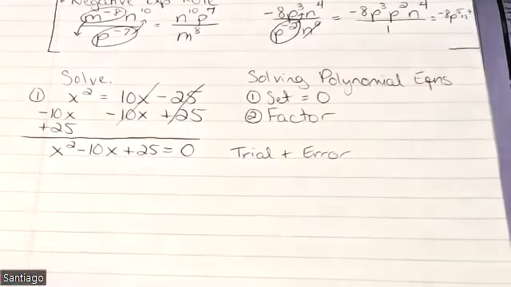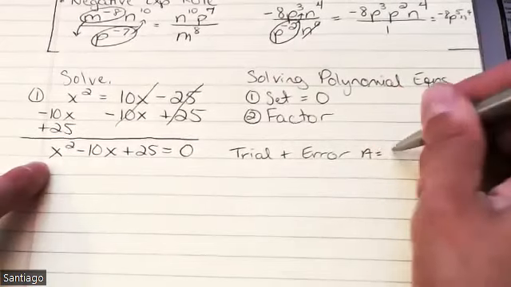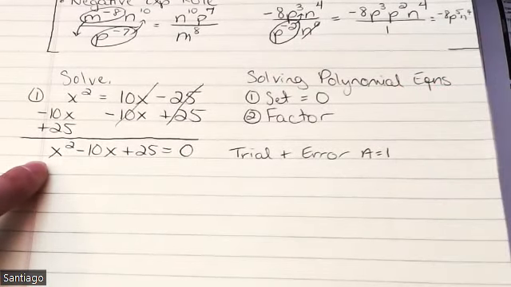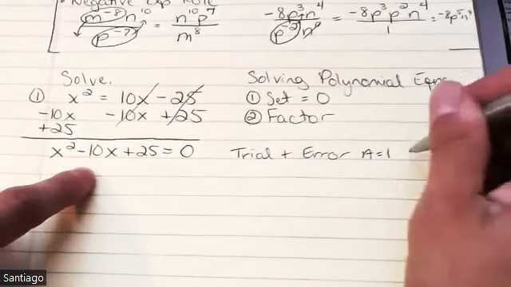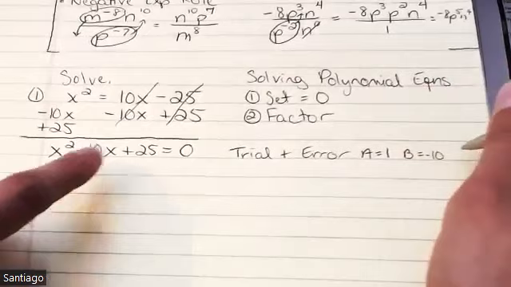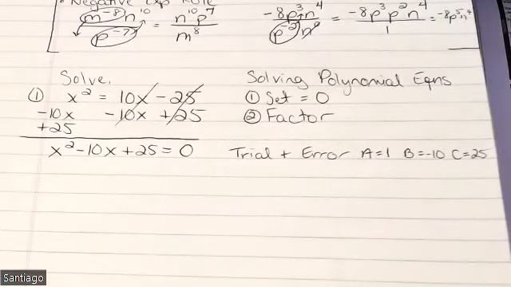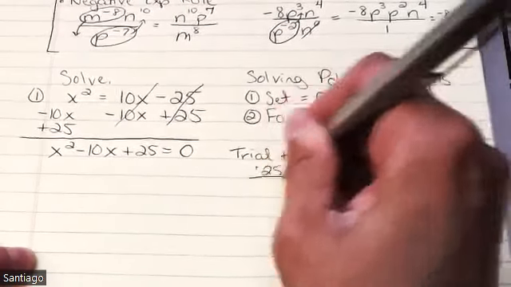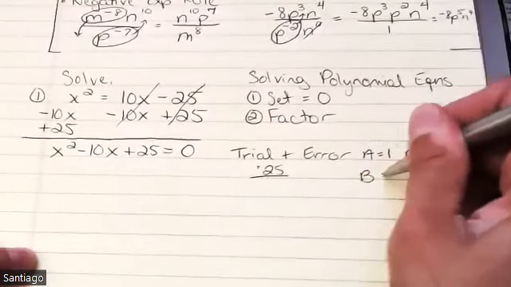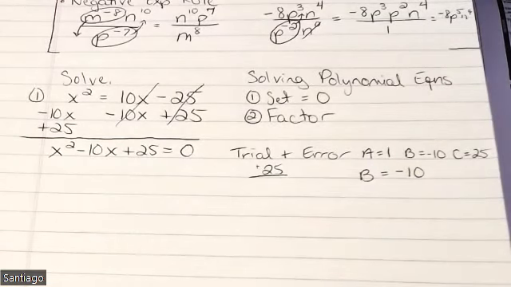That means we are going to say what A, what B, what C is. So we have A is equal to 1, which is exactly why we chose trial and error, right? A trinomial whose leading coefficient is equal to 1. B is a negative 10, and C is a positive 25. So what we do is we multiply A times C, so 1 times 25 is 25. And our goal is to find factors of 25 that combine to give us a negative 10. Does anyone see those factors right off the bat?